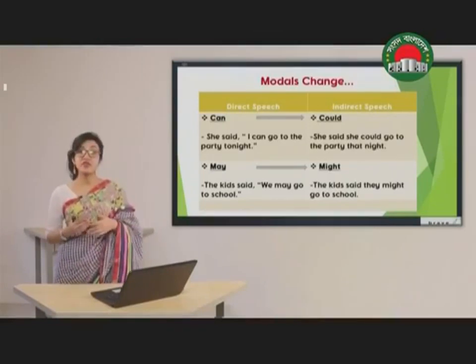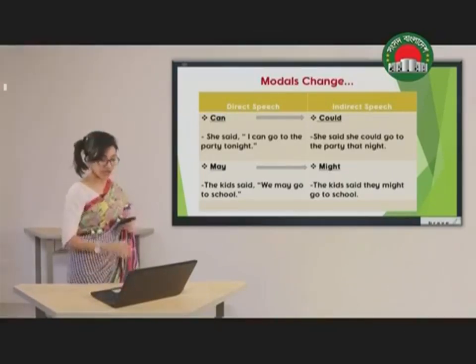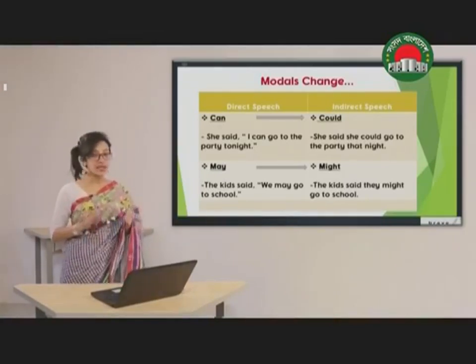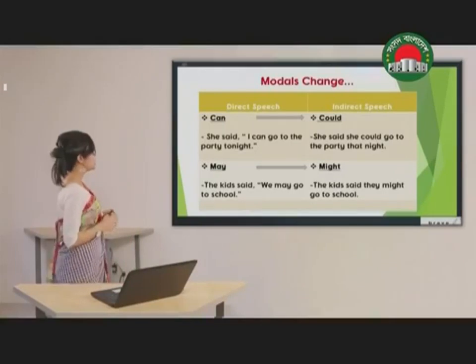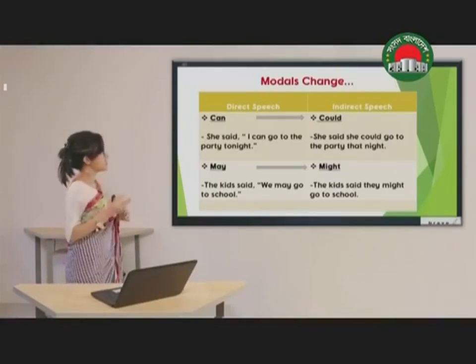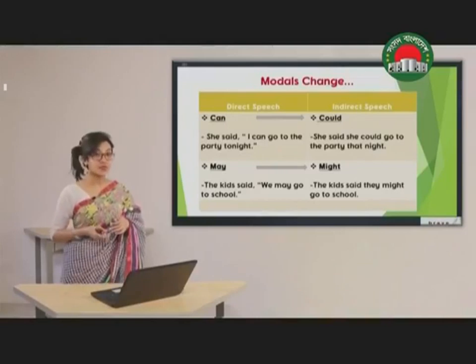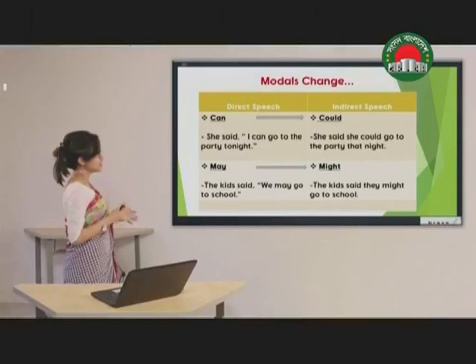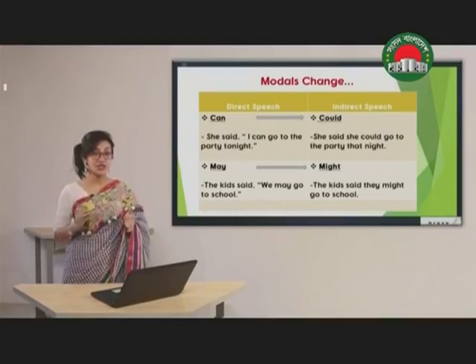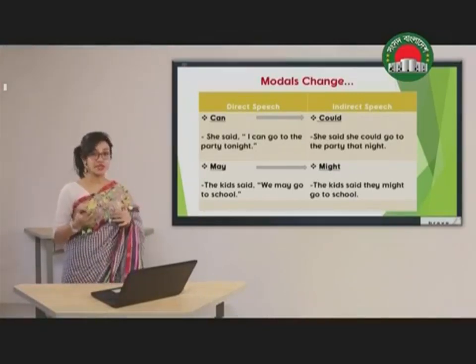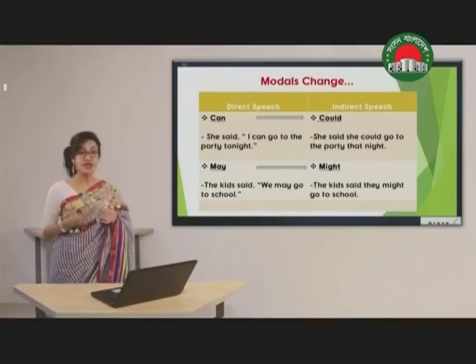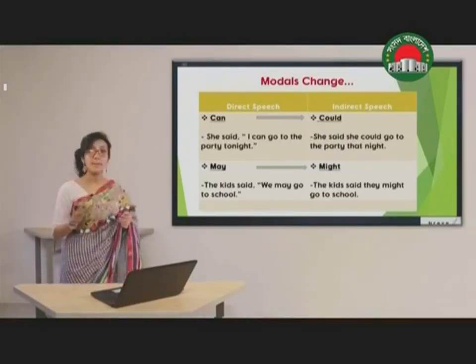Now what's going to happen in case of modal auxiliary verbs? In case of modal auxiliary verbs, we are going to change can into could and may into might. For example, she said, "I can go to the party tonight." In this case, what have we done? We have changed can into could. So the answer is, she said that she could go to the party that night. Since it has been said in past tense, that's why the tense has been changed into past.